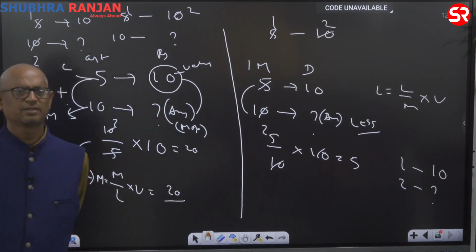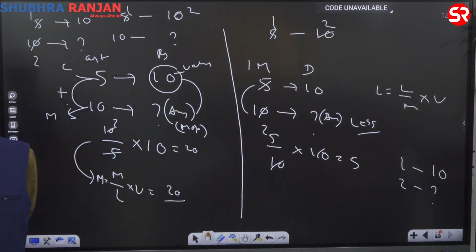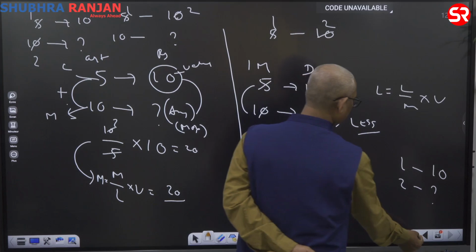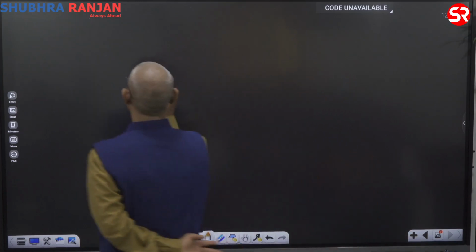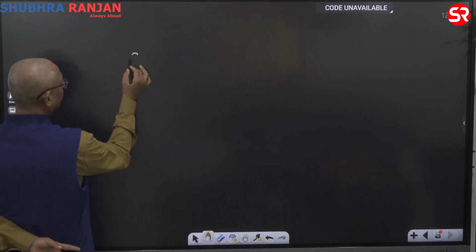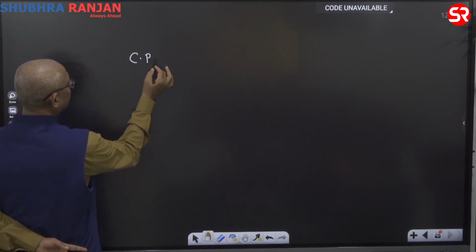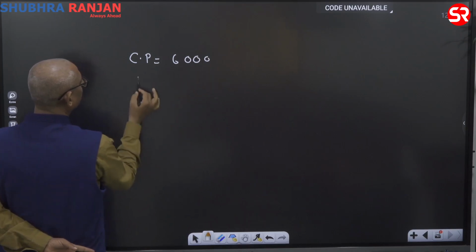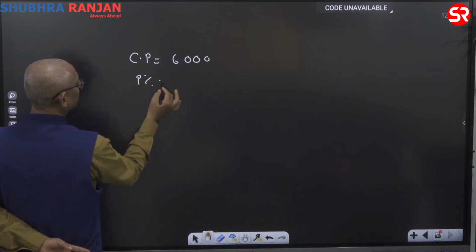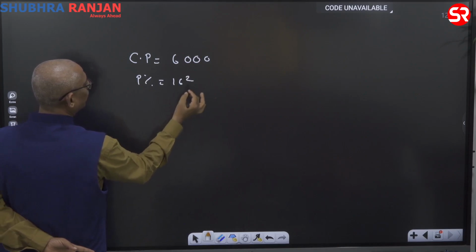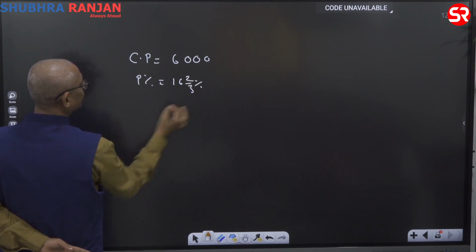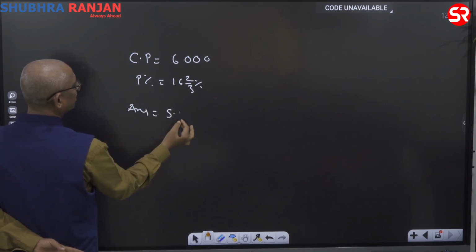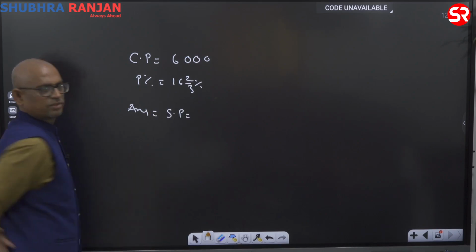Simple problem only. Just do it whichever way you want. Then we will discuss. Okay. See, the question is very simple. A man bought a bicycle. When he bought the bicycle, the cost of the bicycle is what? 6,000. And how much profit did he make on that? Profit percentage is 16 2/3%. So what is required? The answer required is the selling price.